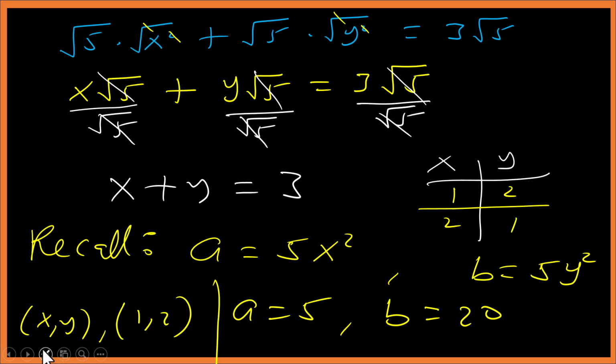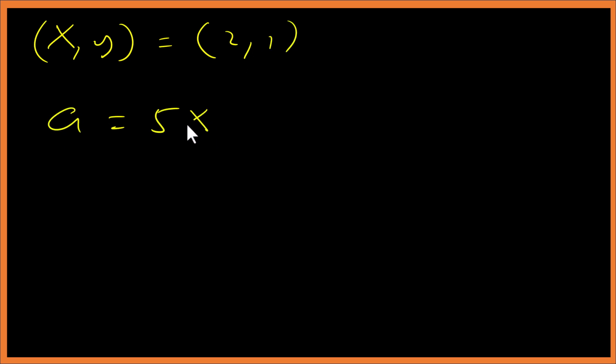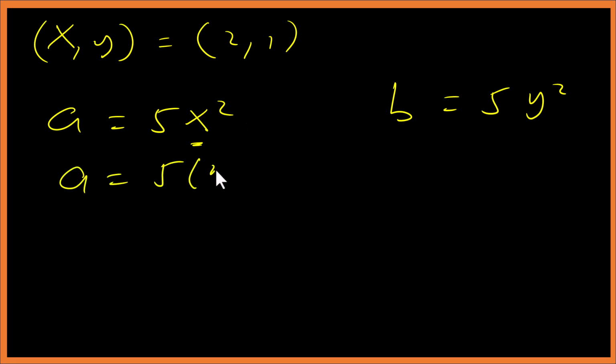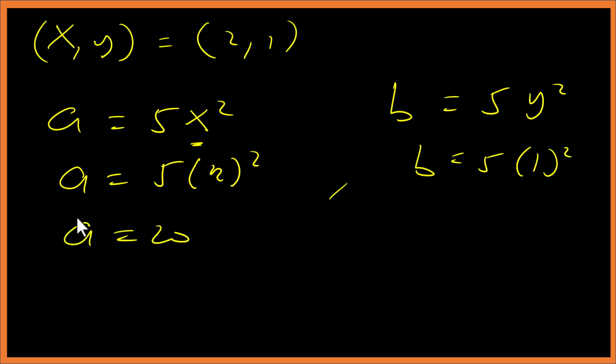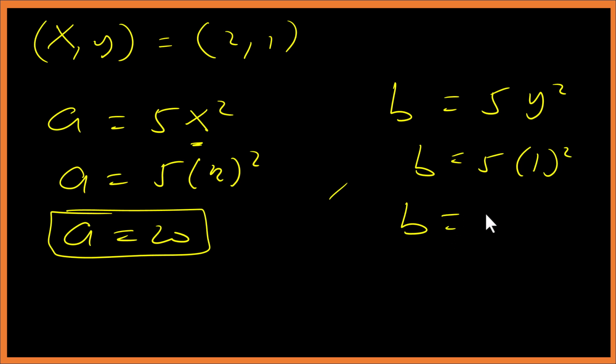Now let's go to the next pair, 2, 1. So we have a equals 5x squared and b equals 5y squared. So a will be 5 times 2 squared, b will be 5 times 1 squared. So we have a equals 20 and b equals 5. As simple as that. Now if a equals 20 and b is equal to 5, now let's verify.